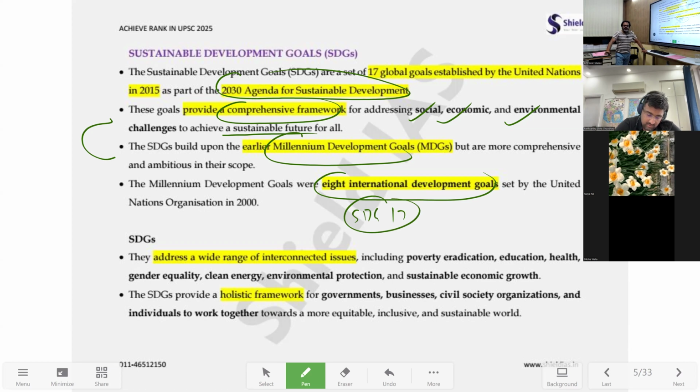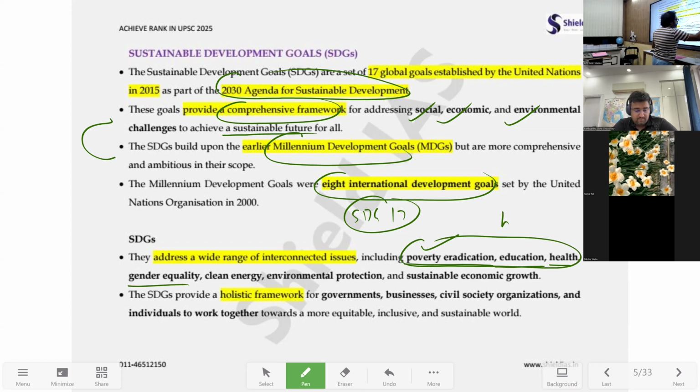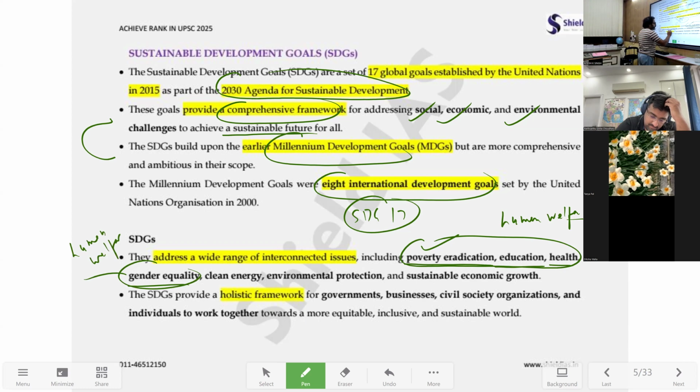Now, through SDGs, what is the world supposed to address? Through SDGs, the world is supposed to address various interconnected issues like poverty eradication, education, health, gender equality. So all these are focusing towards what? Human welfare. Gender equality, again, human welfare. Clean energy, environmental protection, and sustainable economic growth. It is focusing towards planet also. And sustainable economic growth means also profit.